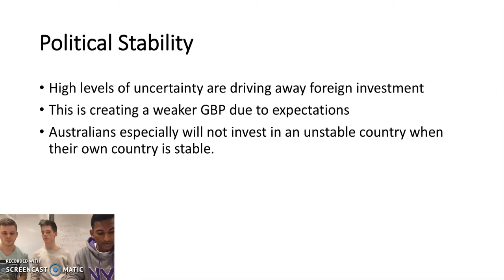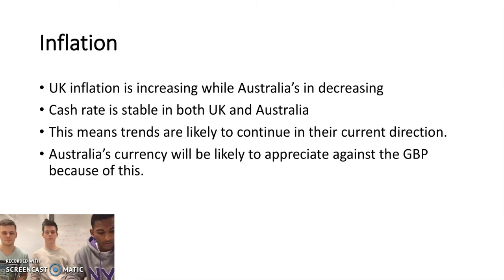Inflation rates. The inflation rates within the United Kingdom are rising, currently sitting at 2.9% as shown in the Trading Economics graph, which is above the target range of 2%, whilst Australia's inflation rate is currently falling and is below the target at 1.9% from the RBA. Due to both countries exhibiting unchanged interest rates, there is no reason to believe that these trends will not continue in the current directions. This will mean that inflation rates in Australia will continue to fall, whilst inflation levels in the UK will continue to rise.